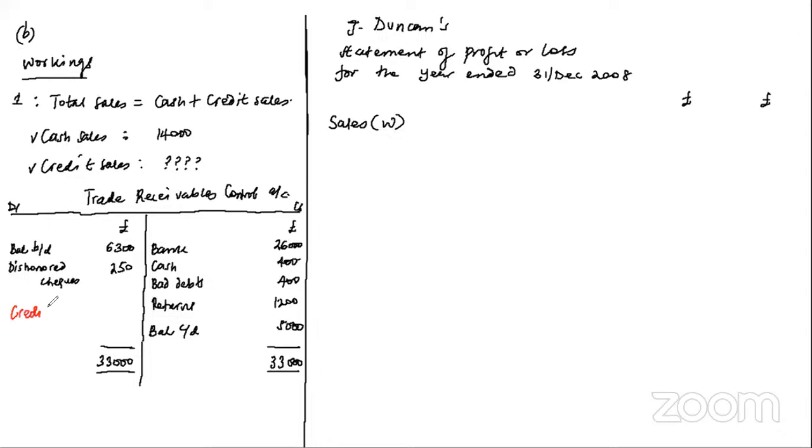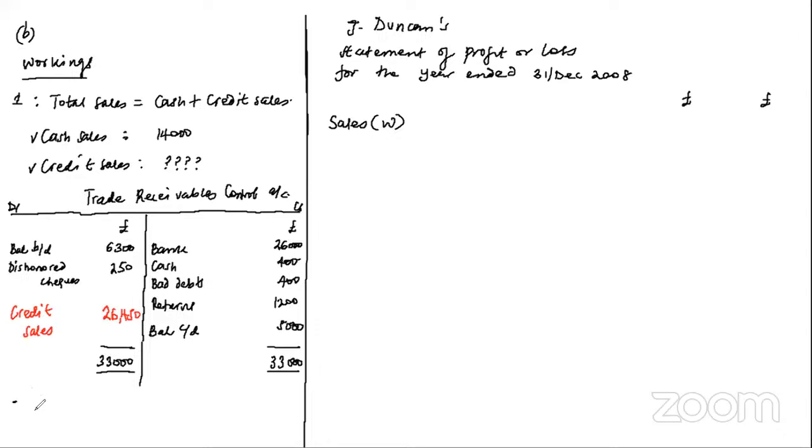Members, our credit sales is 26,450, and that is your balancing figure in this case. So this receivables control account has helped us arrive at the credit sales figure.